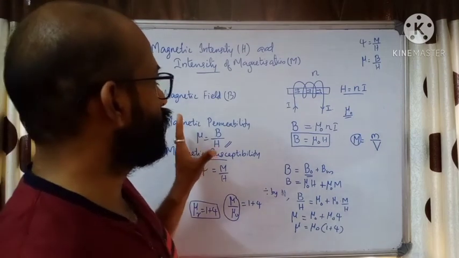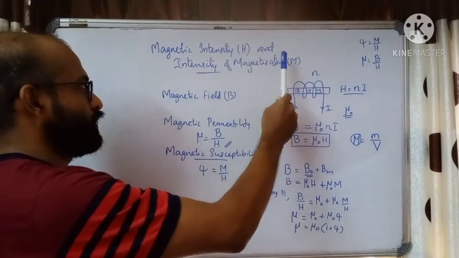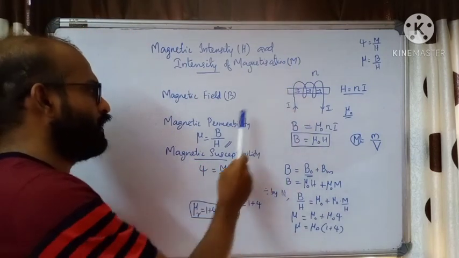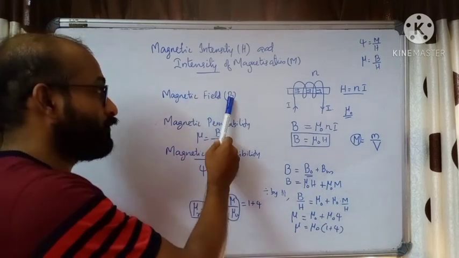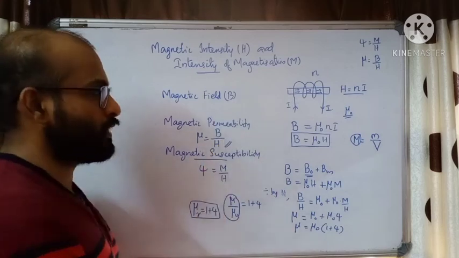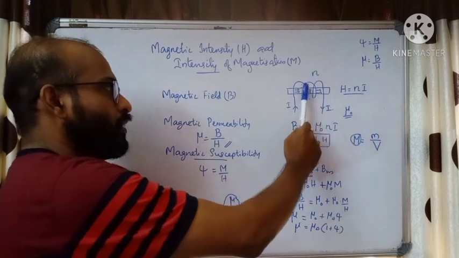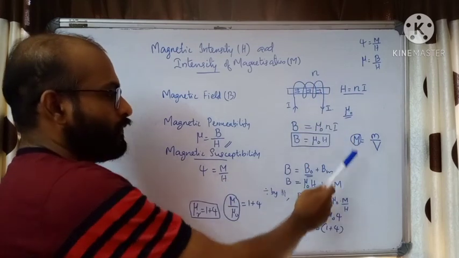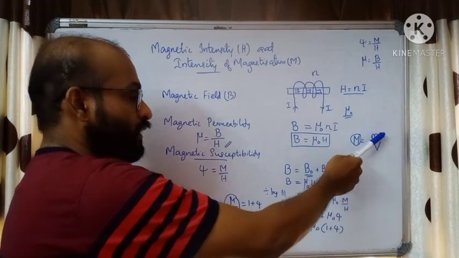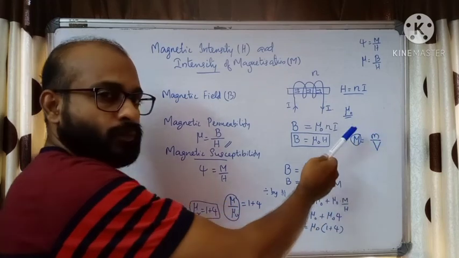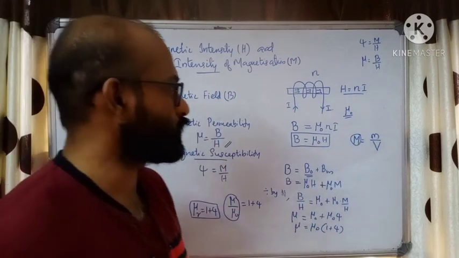Okay, these are a few important terms related to magnetism: magnetic intensity H, intensity of magnetization M, and the usual one, magnetic field B. The magnetic field depends on the medium, that's why we have mu 0. Then H depends on the current and the number of turns of the solenoid. Then M depends on the total induced magnetic dipole moment per volume. Okay, so we have seen the important topics here.